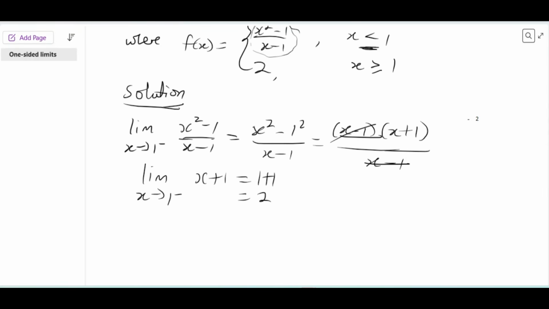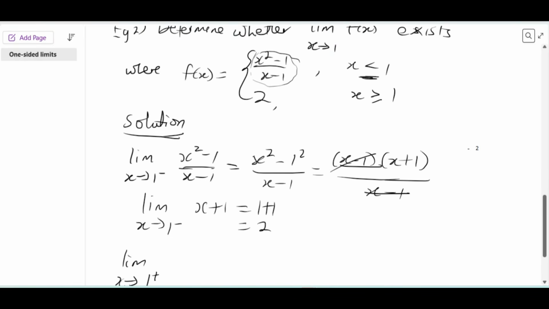Now the next thing is for me to find the limit as x approaches 1 from the right. Let's go back to the piecewise function. If we are approaching 1 from the right, then we are interested in the x values that are greater than 1, right? So we are in this particular region, and we are picking 2 as the function. So we are going to find the limit as x approaches 1 from the right of 2. Now there is a property of limits that the limit of a constant is just the constant itself. Here, this limit is just 2.